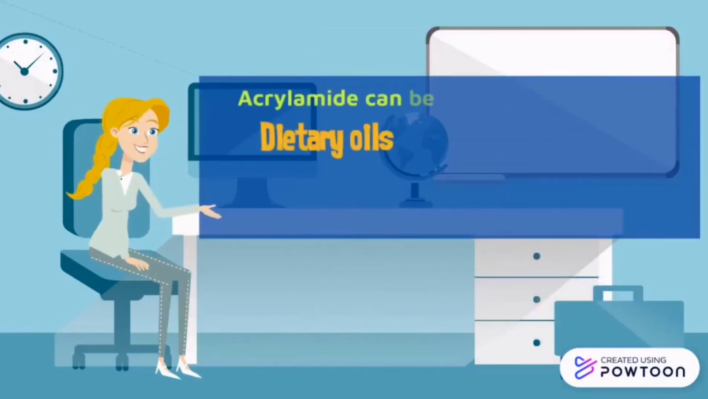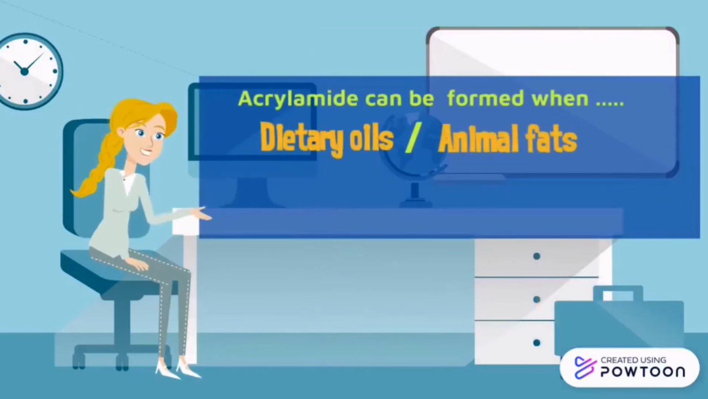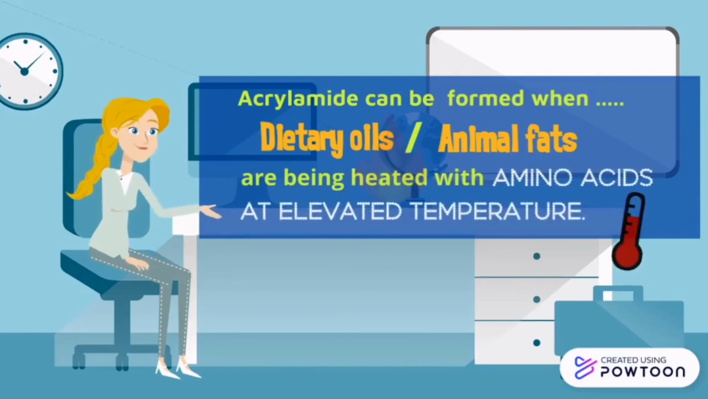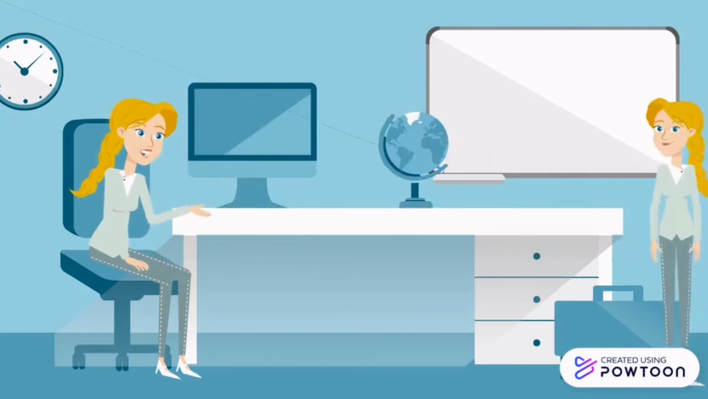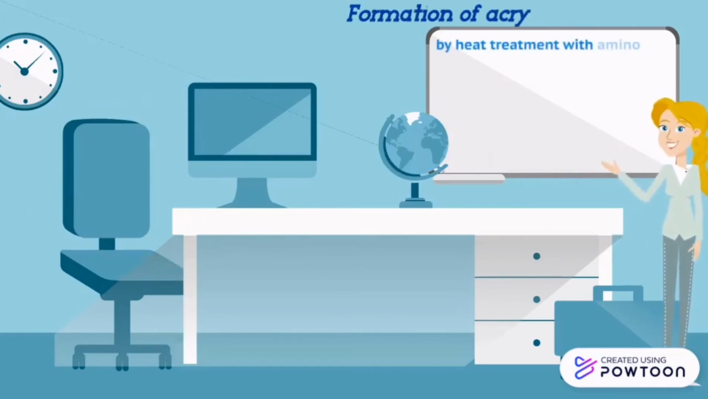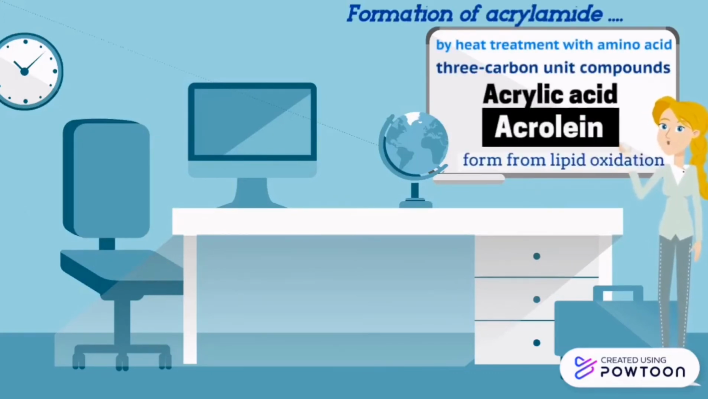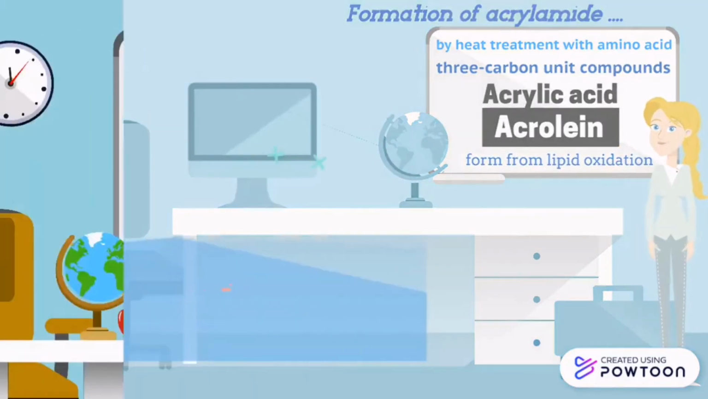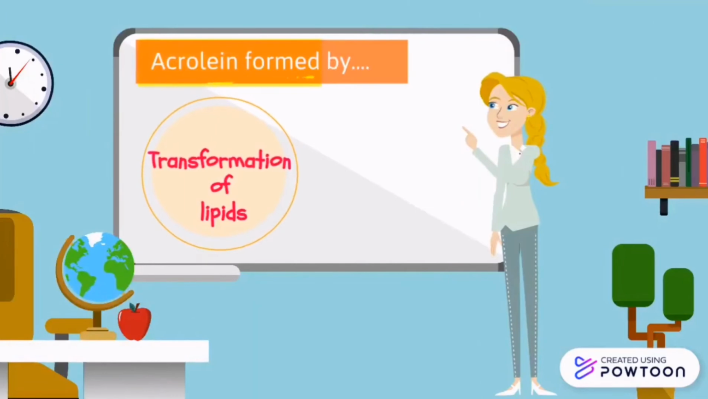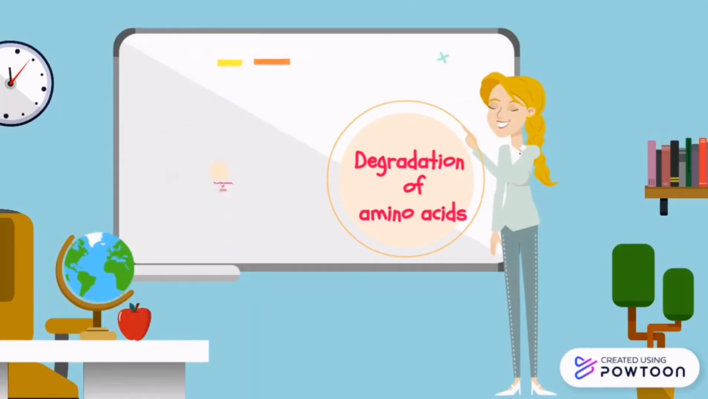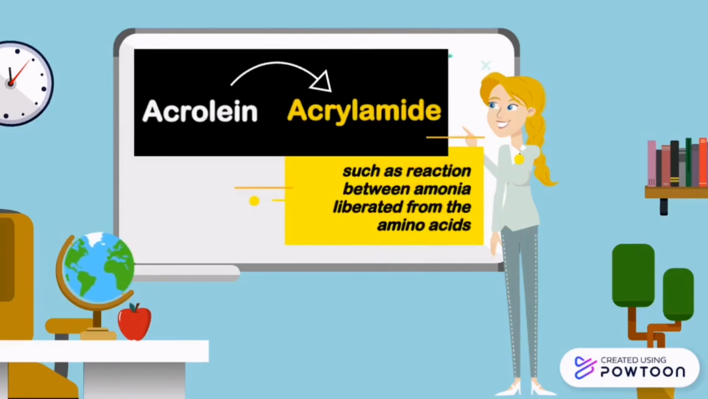Acrylamide can be formed when dietary oils or animal fats are heated with amino acids at elevated temperatures. In the production of acrylamide by heat treatment with amino acids, there are 3 carbon unit compounds such as acrylic acid and acrolein, which form from lipids through oxidation. Acrolein is formed by the transformation of lipids and degradation of amino acids. Conversion of acrolein into acrylamide is a reaction with ammonia liberated from the amino acids.